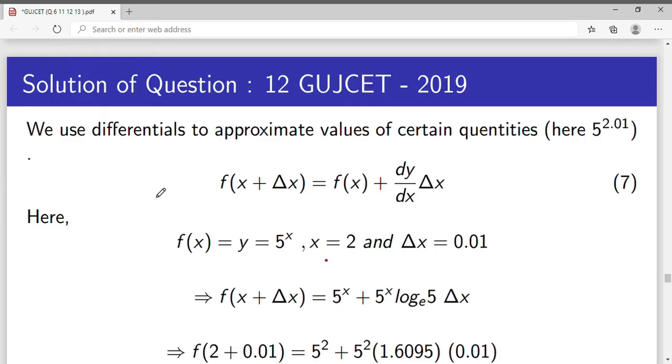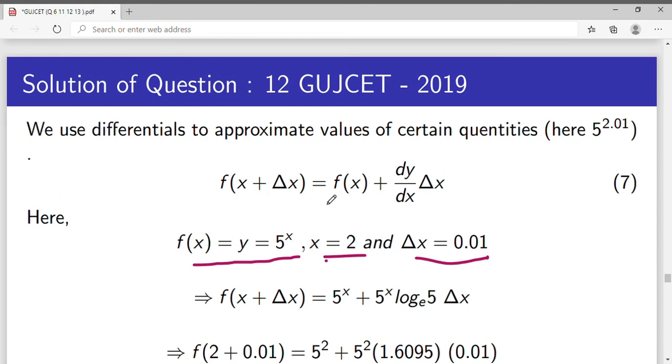Here, to approximate the number 5 raised to 2.01, we use differentials. For this we take the function 5 raised to x, the function that we want to approximate. First we assume f(x) equal to y is equal to 5 raised to x. Now what is x? x is nothing but 2.01, so we can write it as x plus delta x. Take x equal to 2 and delta x equal to 0.01.